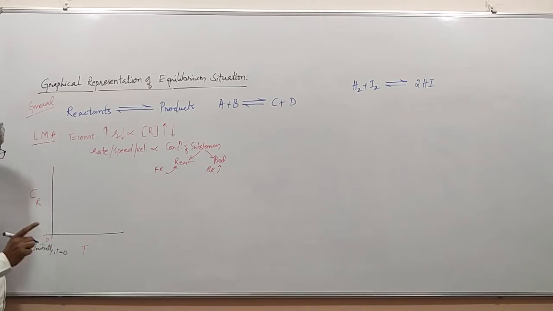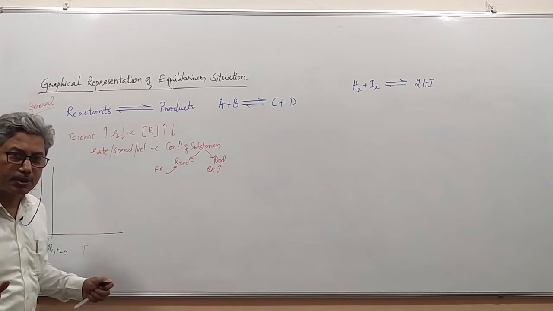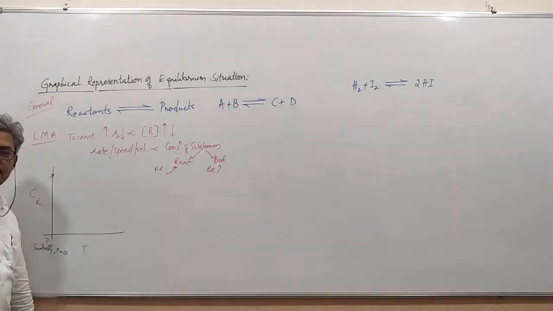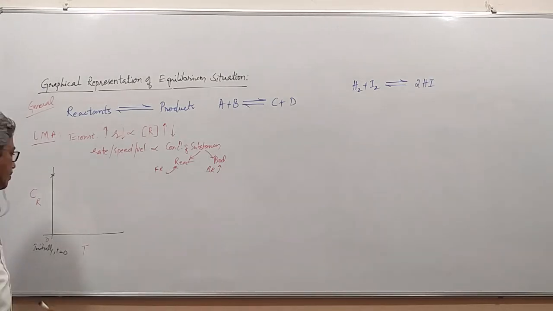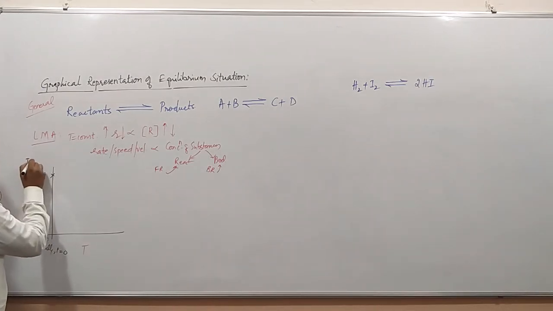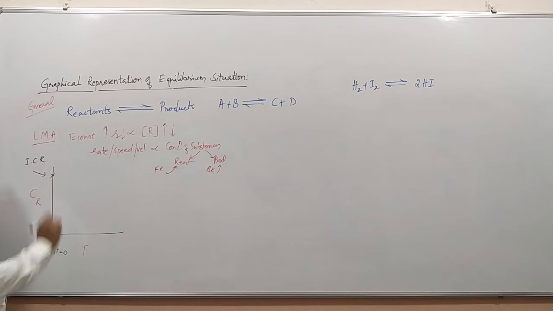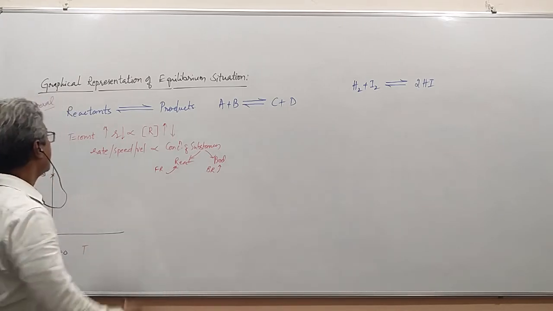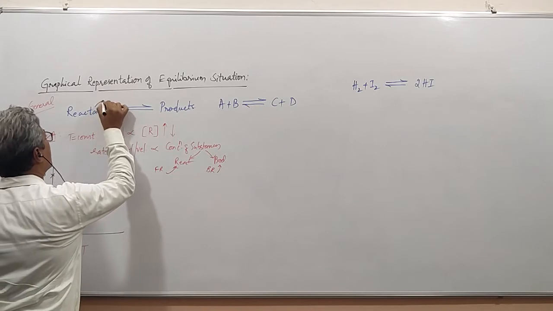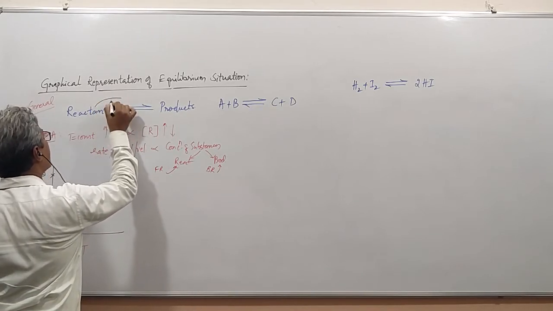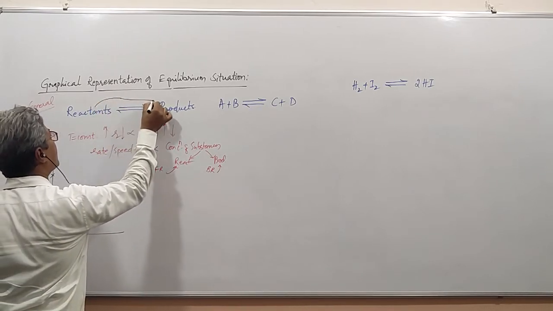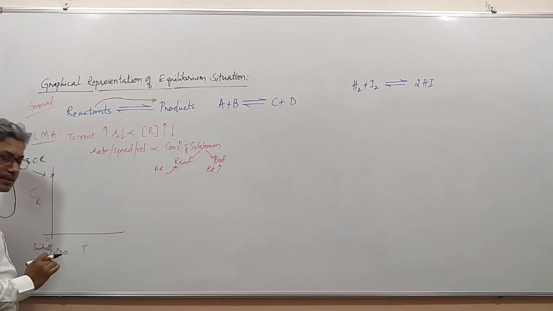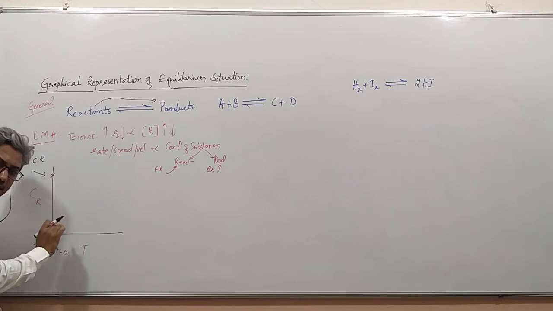That means initially the quantity of the substance will always be more. Let us say this is the concentration of the reactant. This is the initial concentration of reactant. Now the reaction is started. Then what happens? Some quantity of the reactants slowly gets converted into products. It means as time progresses, the concentration of reactant decreases.